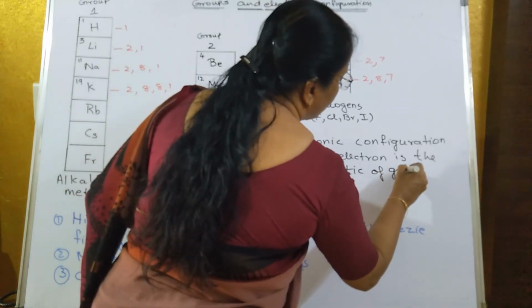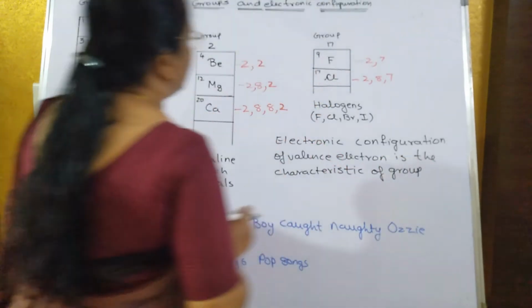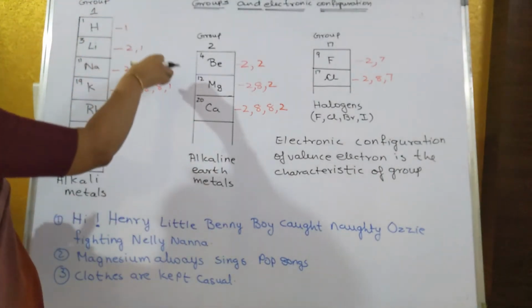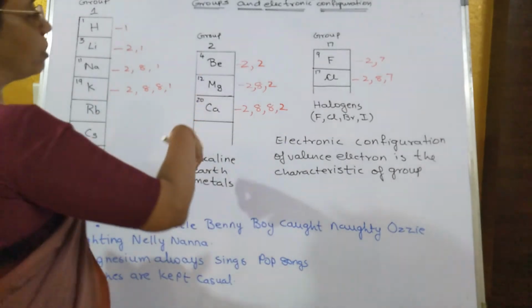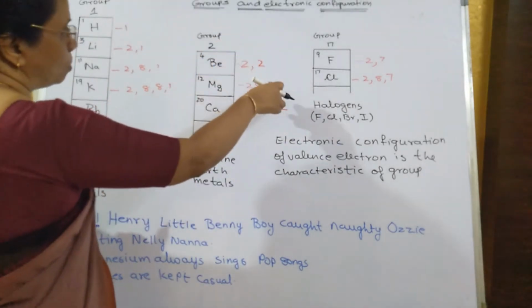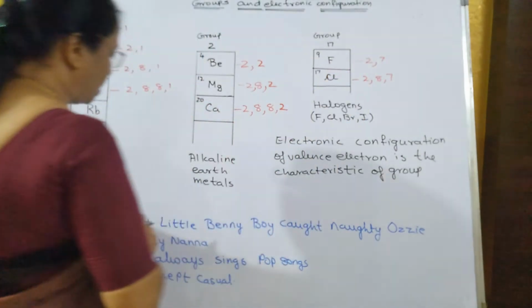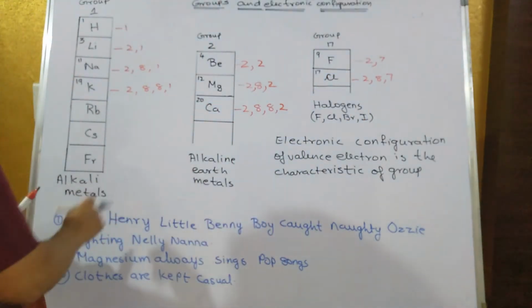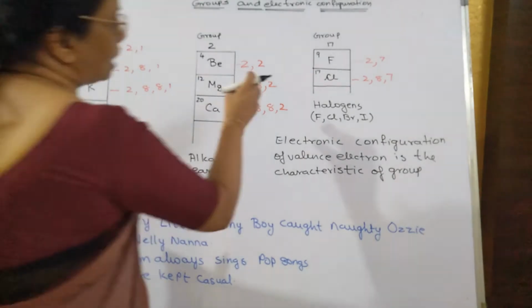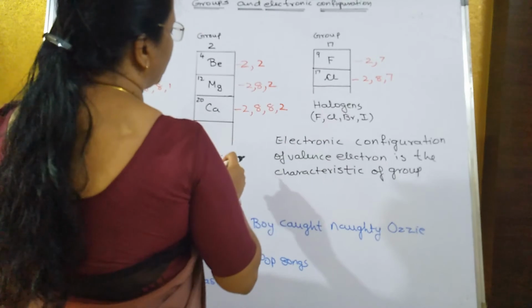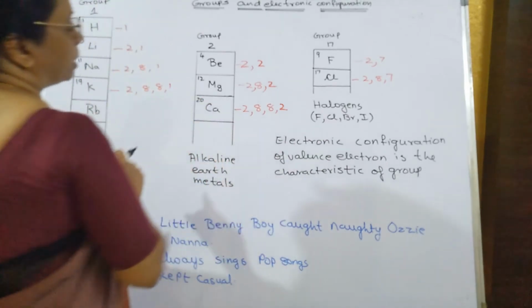So if you see this table, you come to know that the valence electron in each group is the same. In the first group the valence electron was the same, that is 1. In group 2 the valence electron was the same, that is 2. And in group 17 also the valence electron is the same, that is 7. The second group is known as the alkaline earth metals, and the halogens are fluorine, chlorine, bromine and iodine. I have shown only till chlorine because this year you have to study only till calcium.